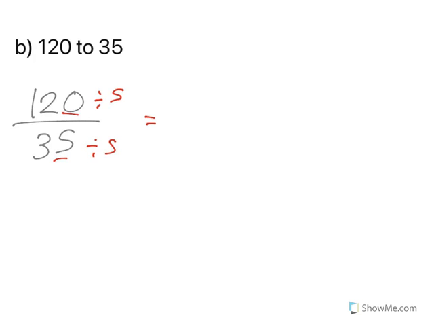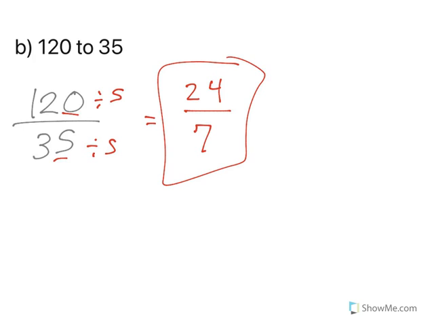120 to 35. Again, I prefer to reduce in fraction form. It makes more sense in my head. Now here, a 0 and a 5, that means they're both reducible by 5. So that's what I'm going to work with. 120 divided by 5 is 24. 35 divided by 5 is 7. 24 and 7 do not share common factors, and therefore, that's it. So I could do 24 to 7 or 24 colon 7. Remember, order matters.